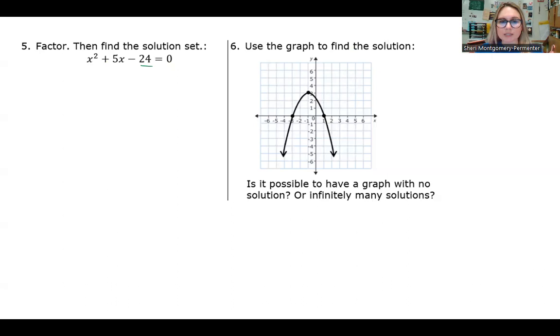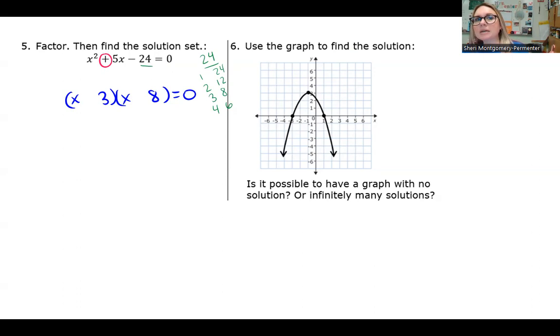So things that can multiply to give me 24, off to the side. I've got 1 and 24, 2 and 12, 3 and 8, 4 and 6. I think that's it. I need a factor pair that can be put together to make 5. 3 and 8. I could put 8 and 3 together, right? So I'm going to get my factors. I'm going to have x and x, 3 and 8.